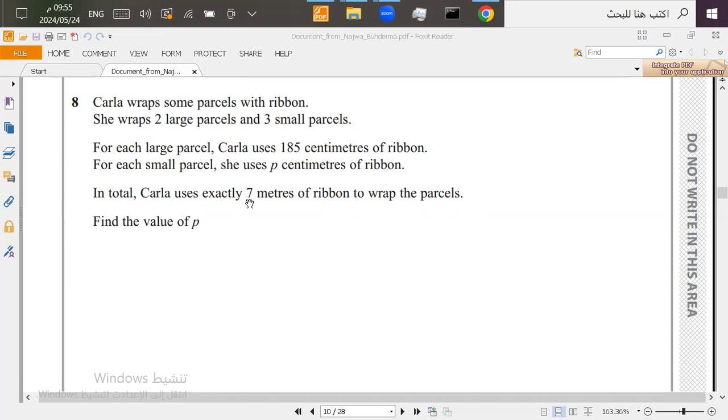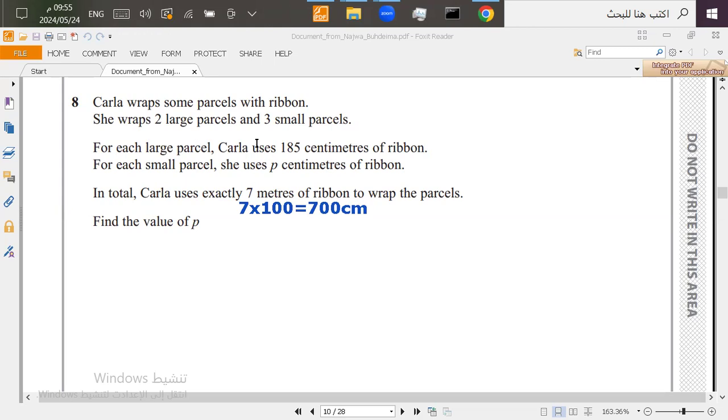Okay, so exactly she uses 7 meters, and Carla wraps two large and three small. Let's call them 2L and 3S. For the large ones, she uses 185 centimeters, and the total is 7 meters. So first, let's turn this to centimeters by multiplying by 100 to make all the units the same. So it's going to be 700 centimeters. She uses in total 700 centimeters.